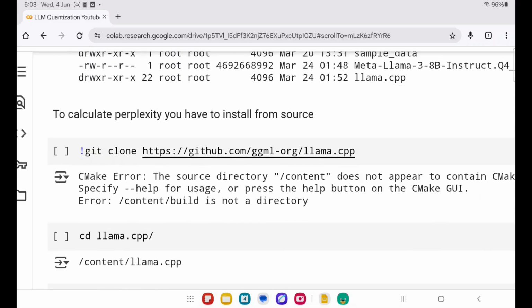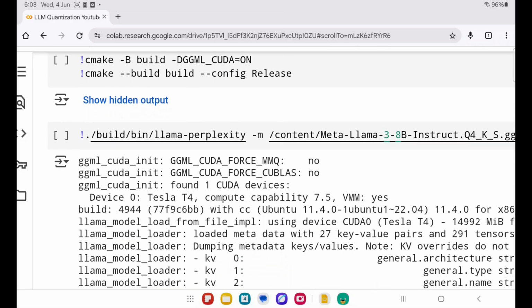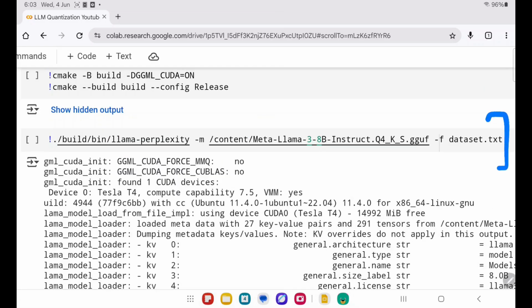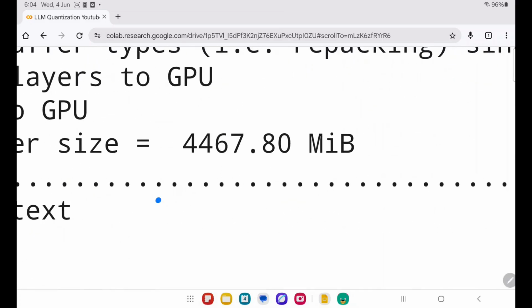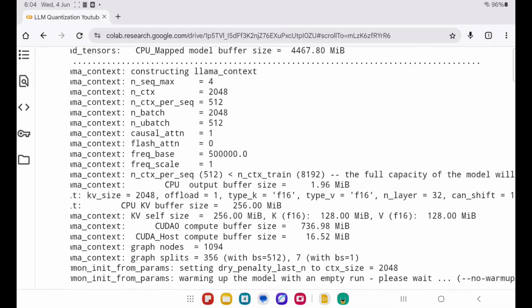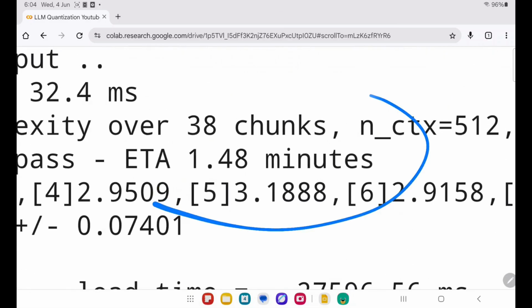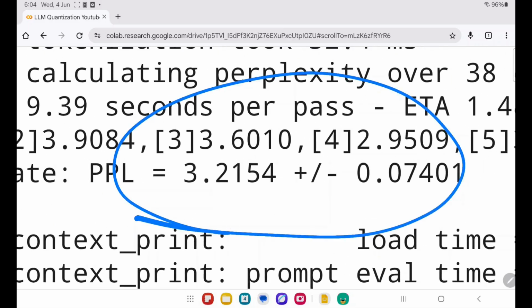But to calculate the perplexity, I have to build from source, because then I can use the llama-perplexity command. Here we pass the model and the dataset file. So now running this. Once we run this, we can see that the memory requirement is 4467 MB. The time it took is 1.48 minutes. And the perplexity is 3.2154.